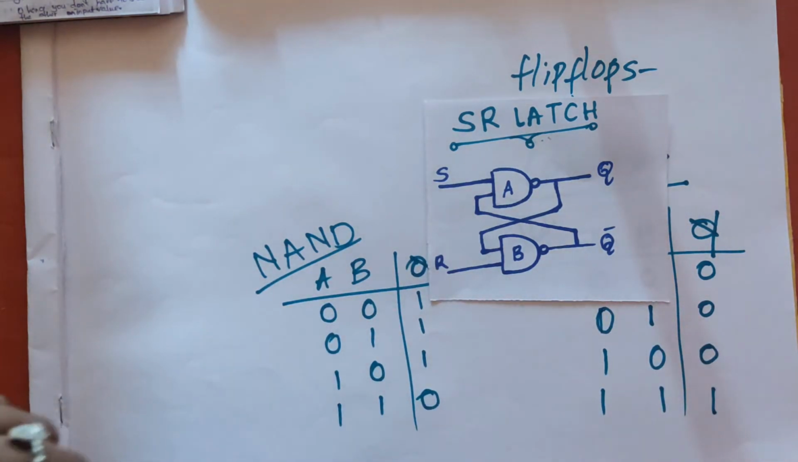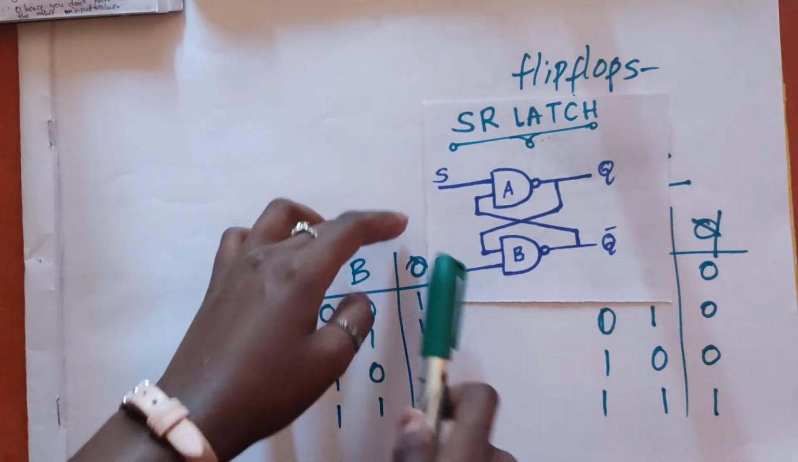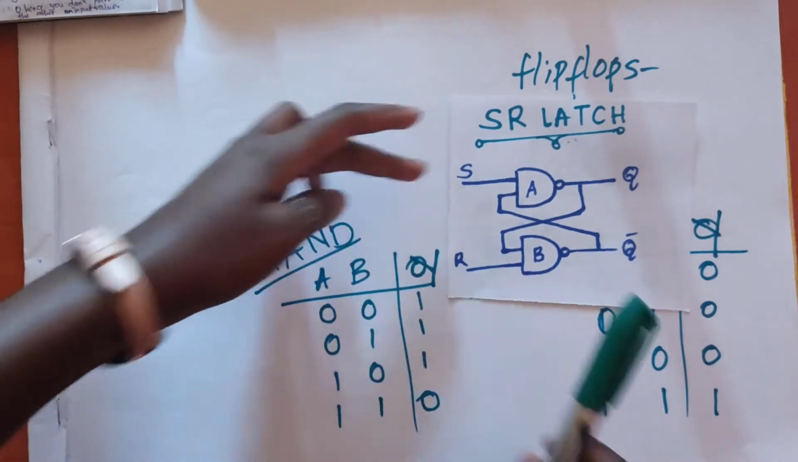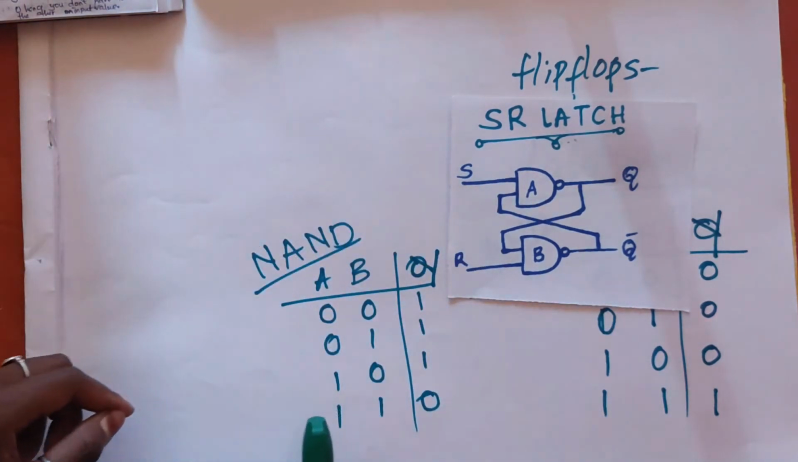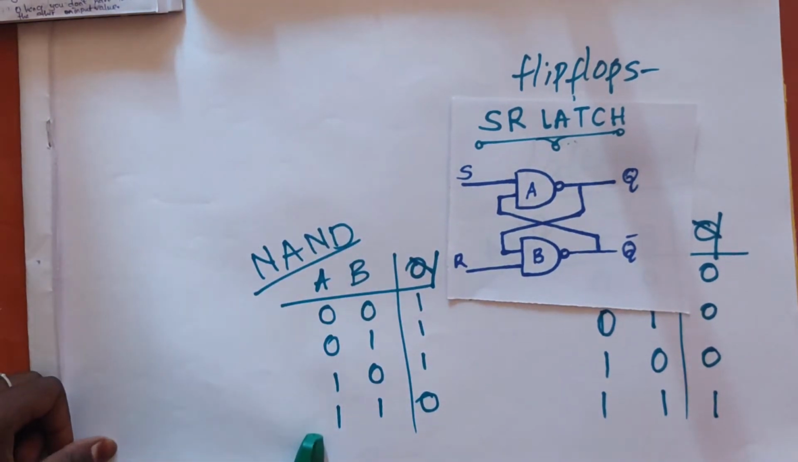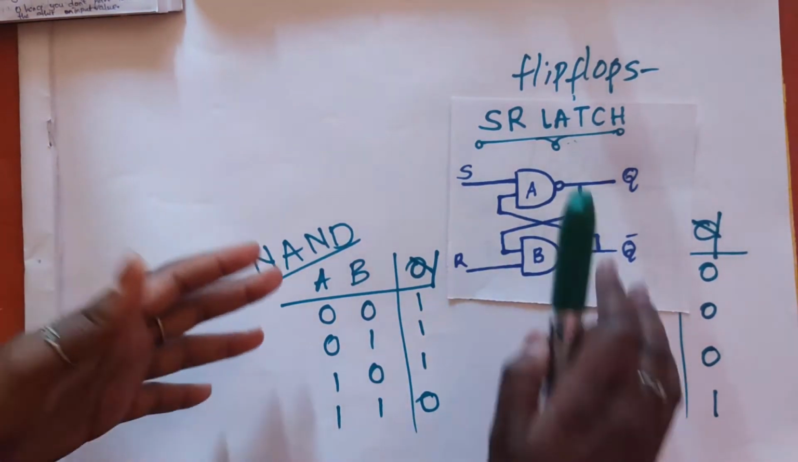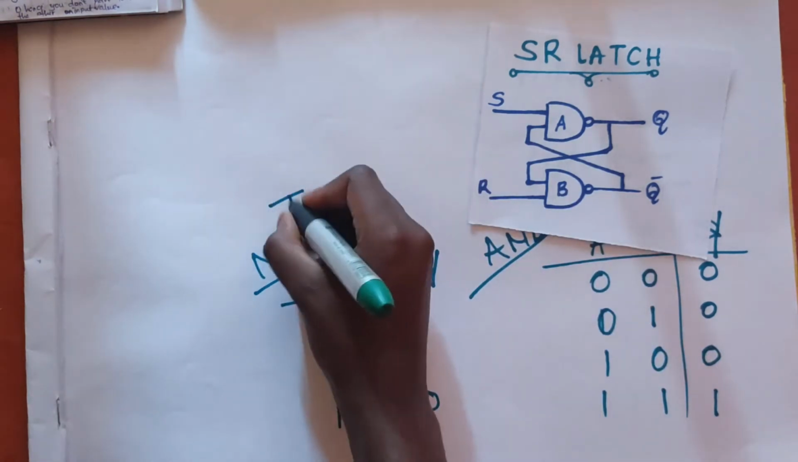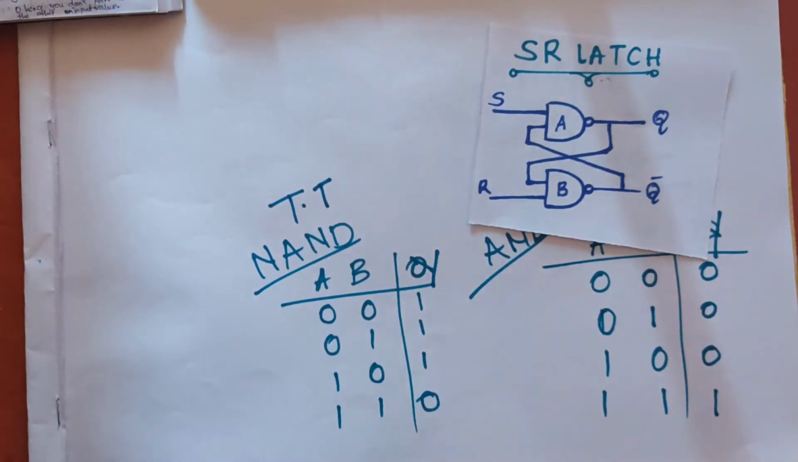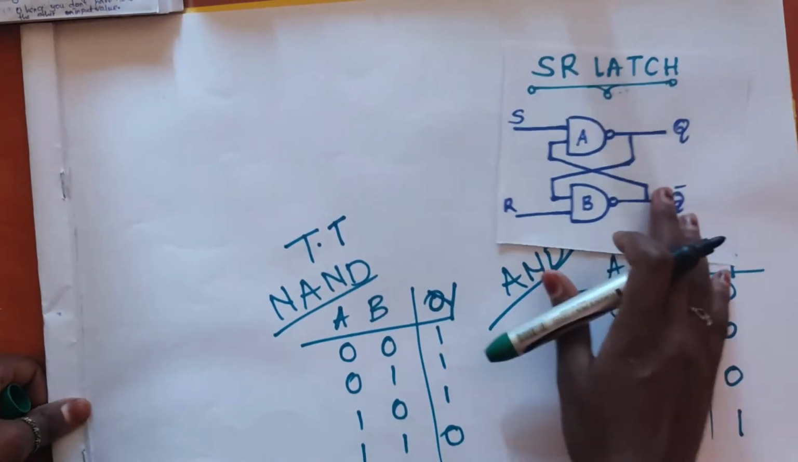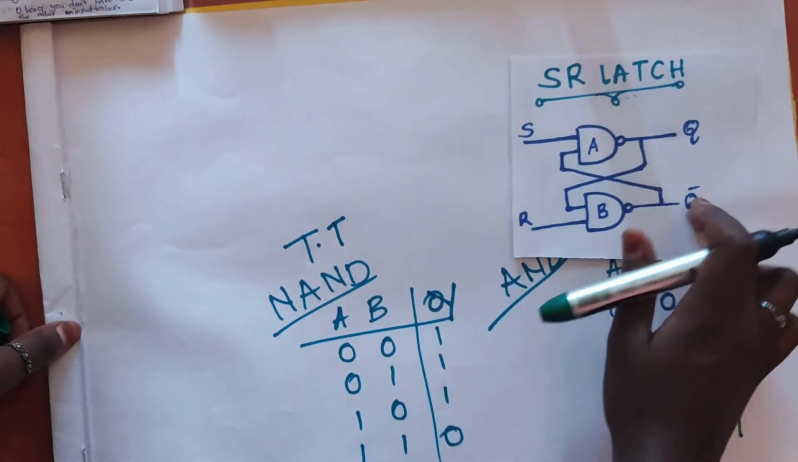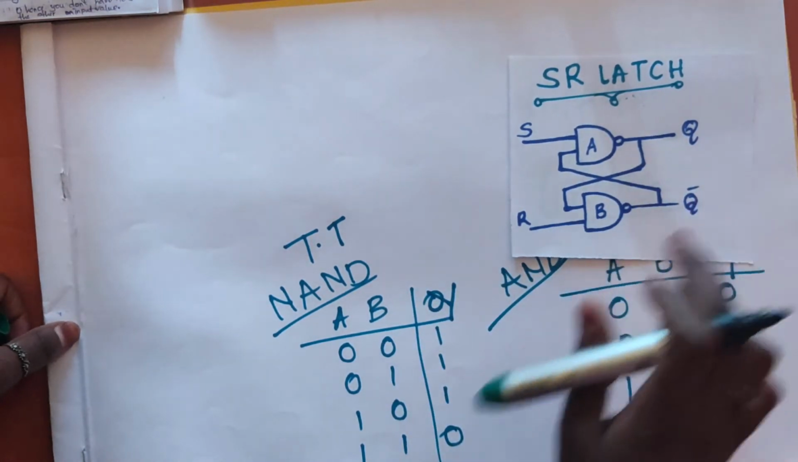So now, this is the Sr Latch. We have an input here and another input here. We have said that these are our outputs according to a NAND gate. This is the truth table for a NAND gate. So now, we have two inputs and two outputs, right?